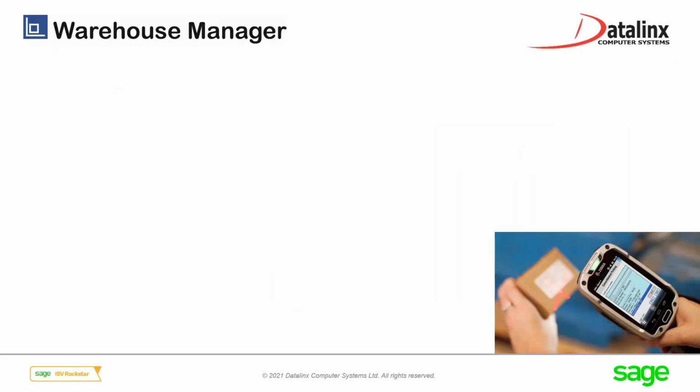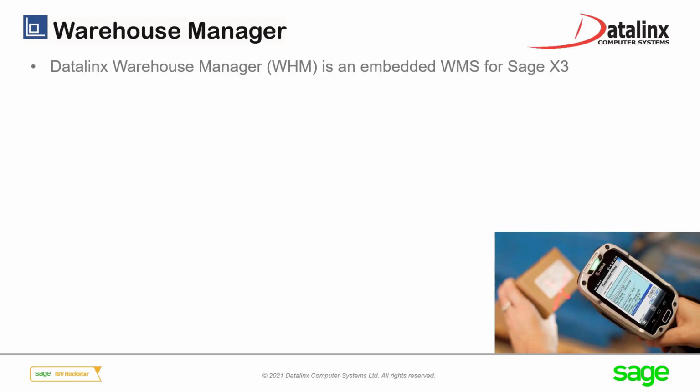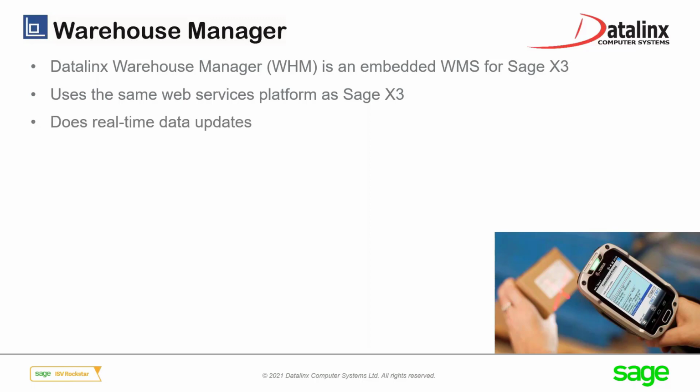And so let's take a quick recap of how Warehouse Manager fits into the bigger picture around X3 so that we know where we are. The Warehouse Manager is an embedded warehouse management system for Sage X3. It uses the same web services layer as all of the other applications that make up the X3 system. And this means that all of the transactions that you see me do in the demo will perform real-time updates in X3, a key reason why many of our customers have chosen an embedded warehouse management system.